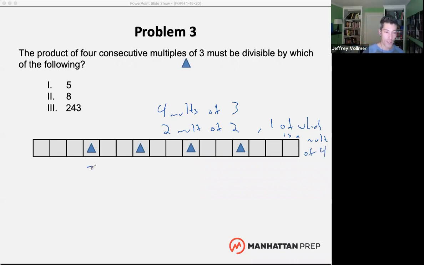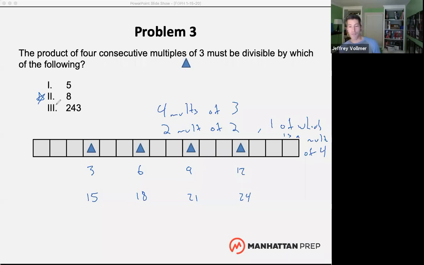So what we could do is we could start writing these out. 3, 6, 9, 12. There's your multiple of 4. Let's go ahead to the next one. 15, 18, 21, 24. There's a multiple of 4. Right? You're always going to get one. If I strung these in a row, every 4 multiples of 3, you'll have a multiple of 4. You also have another even in there, and that should give you the ingredients to be divisible by 8.